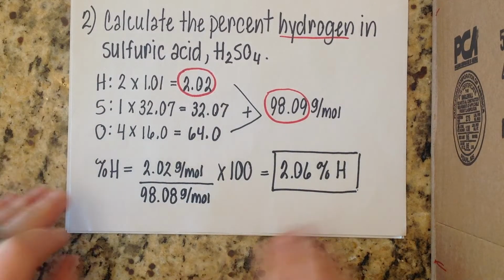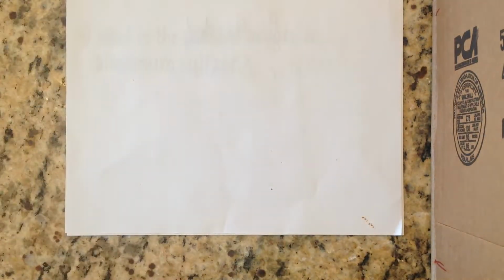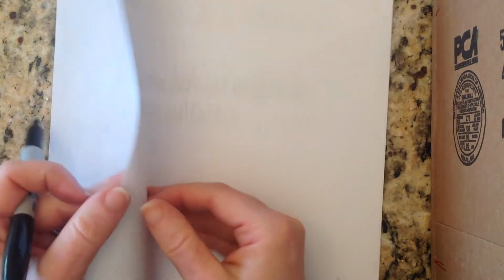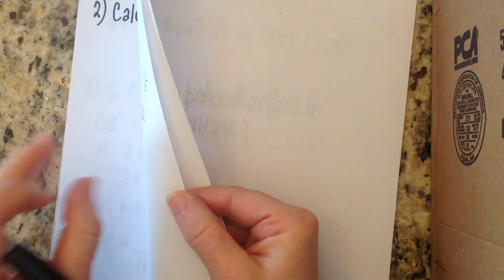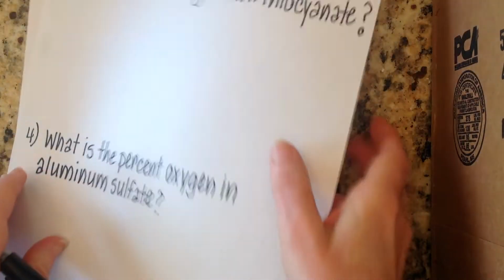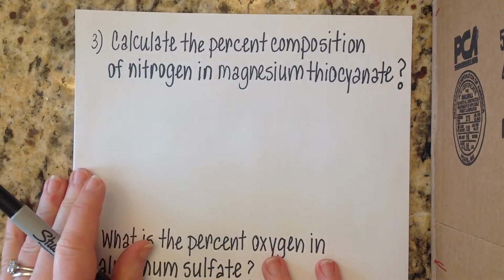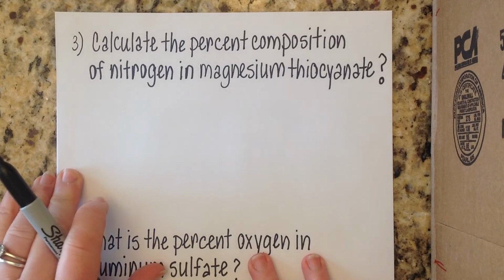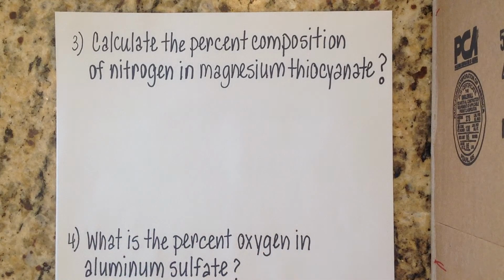So let's take a look at another one. Hopefully you're like, I've got that, I don't even need 2 more, but just in case everybody works at a different pace, we're going to do 2 more and then I'll let you try some on your own. So number 3 says, calculate the percent composition of nitrogen in magnesium thiocyanate.